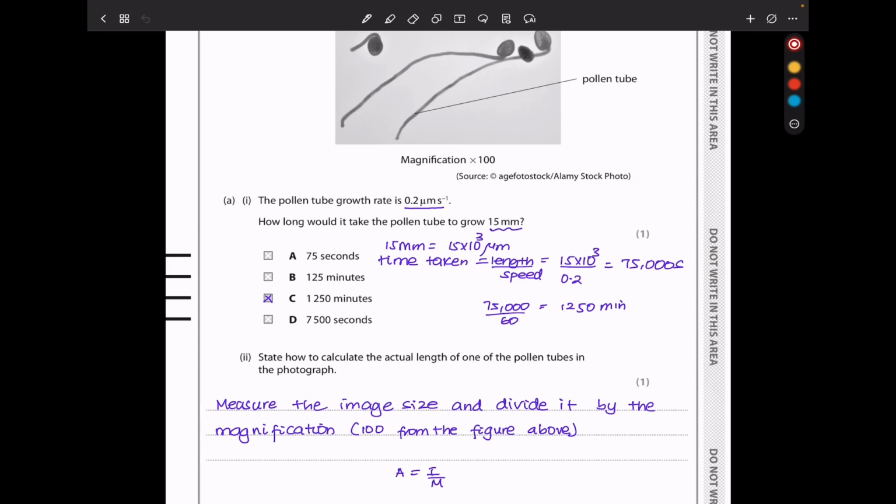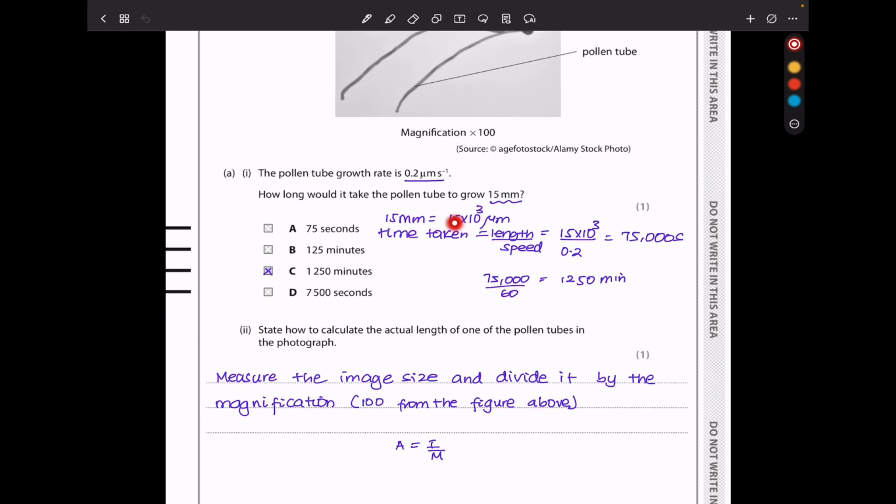15 millimeters? 15 millimeters is the same as 15 times 10 power 3 micrometer. So the time taken is going to equal length divided by the speed, which is this in micrometer divided by the speed. I converted this to micrometer because the speed is in micrometer per second, so the units can cancel out properly. This gave me 75,000 seconds, but there is no 75,000 seconds here, so I have to convert it to minutes. Dividing by 60 to convert to minutes, I got 1250 minutes, so C is my answer.